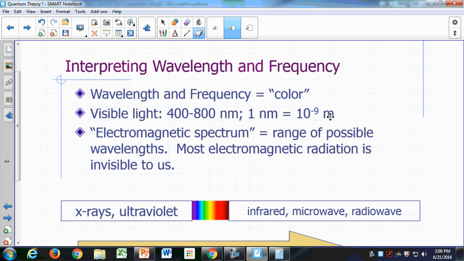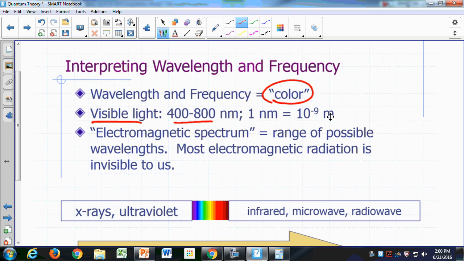Wavelength and frequency of an electromagnetic wave is associated with what we perceive as the color of the light. The kind of wavelengths that our eyes can actually detect are known as visible light, with wavelengths in the range of 400 to 800 nanometers. For example, as I've mentioned earlier, around 500 nanometers, your eyes would perceive that color as green. This range of wavelengths is called your visible spectrum.